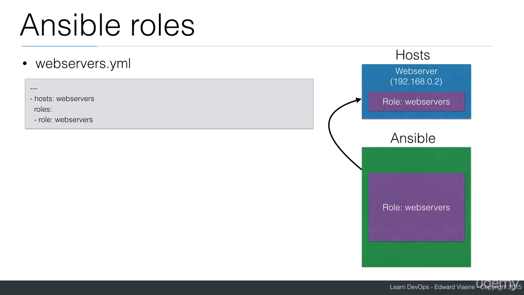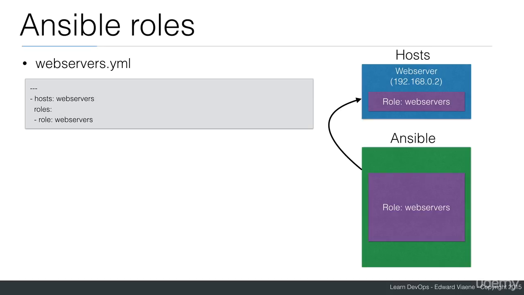Our web server's YAML file could look like this. This playbook will run on the hosts in the group web servers, and Ansible will run the tasks contained in the role web servers.